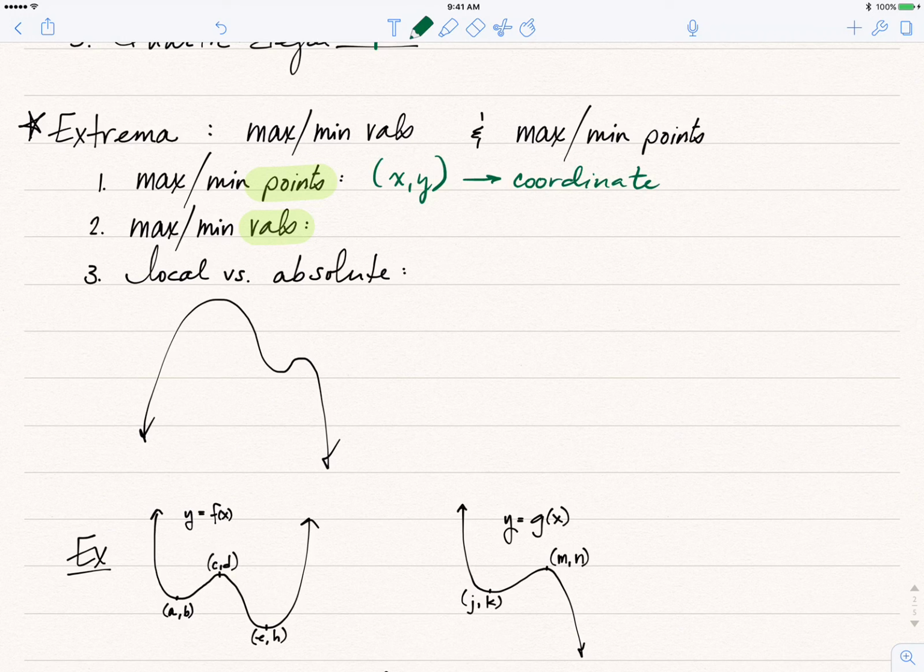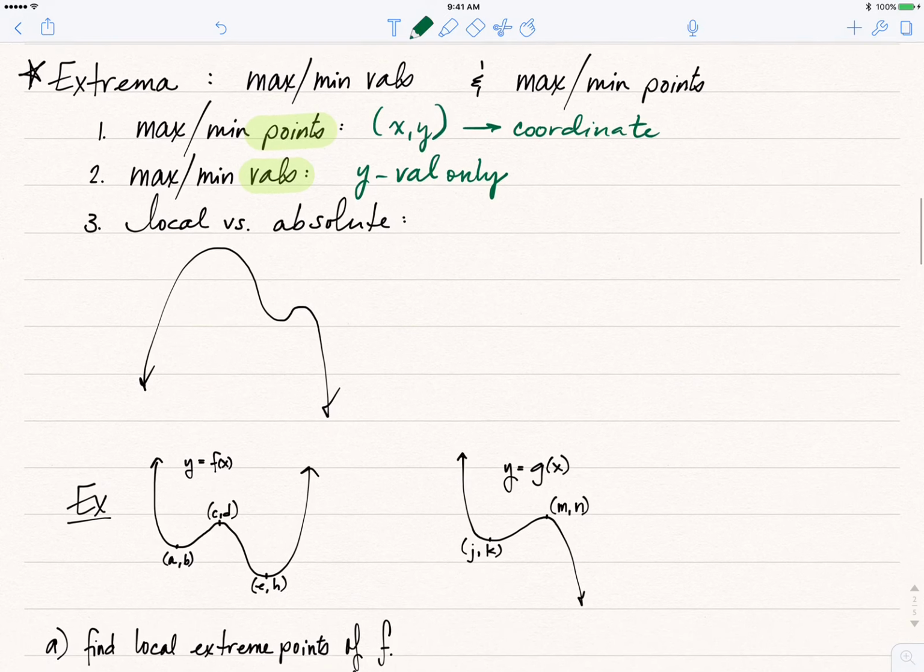However, a max or min value is the y value only. We actually talked about this a little bit at the beginning of chapter 3. Remember that when we were dealing with quadratics, I would ask you whether or not the vertex is a maximum and what is the maximum value. And on those, we only expected y value answers. How high, how low does it go?